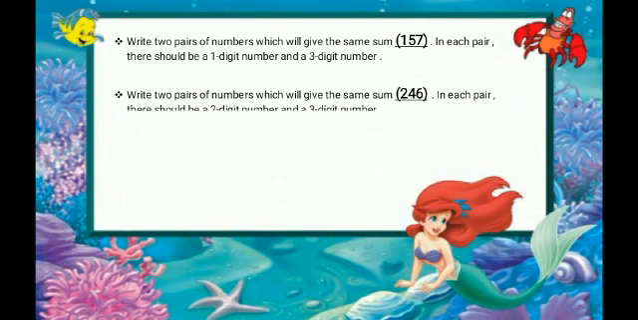Now the second is, write two pairs of numbers which will give the same answer, 246. But in this one, one number should be 2 digit and one number should be 3 digit. So for example, I will take 235 and 11. 235 is a 3 digit number and 11 is a 2 digit number. If I add both the numbers, I will get 246.